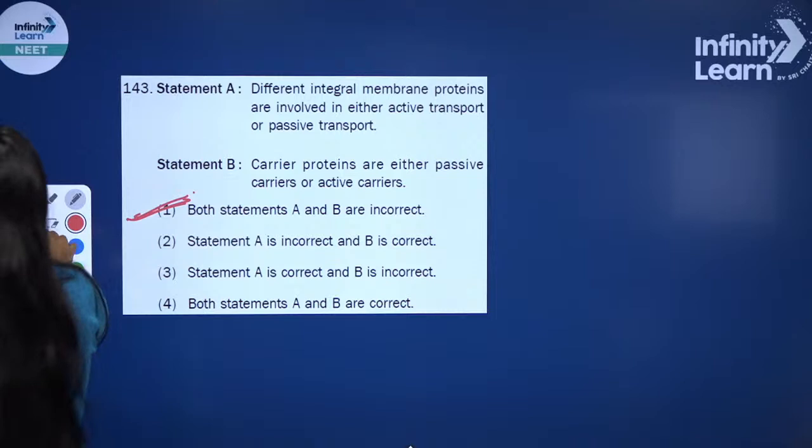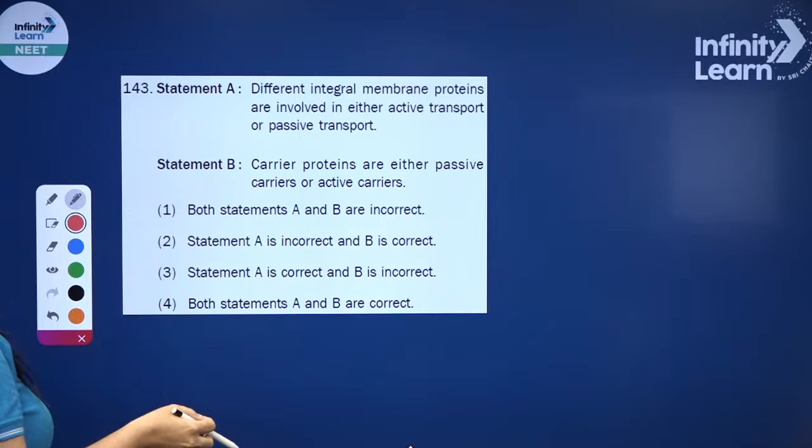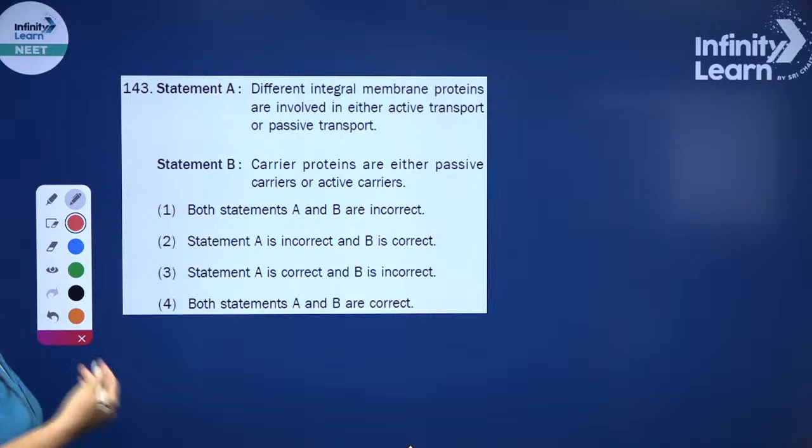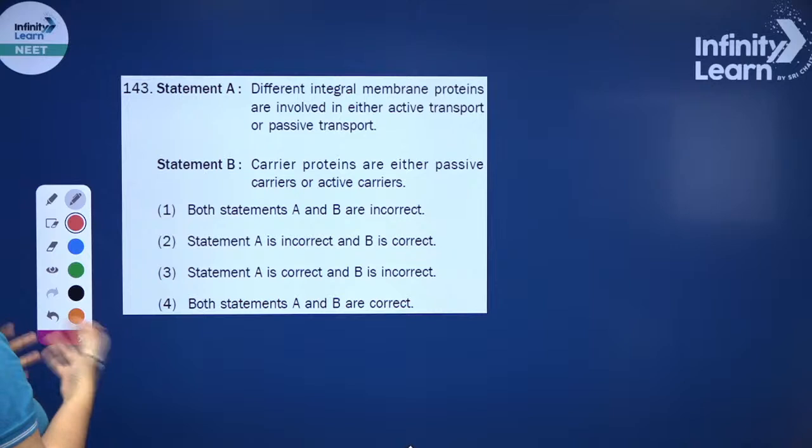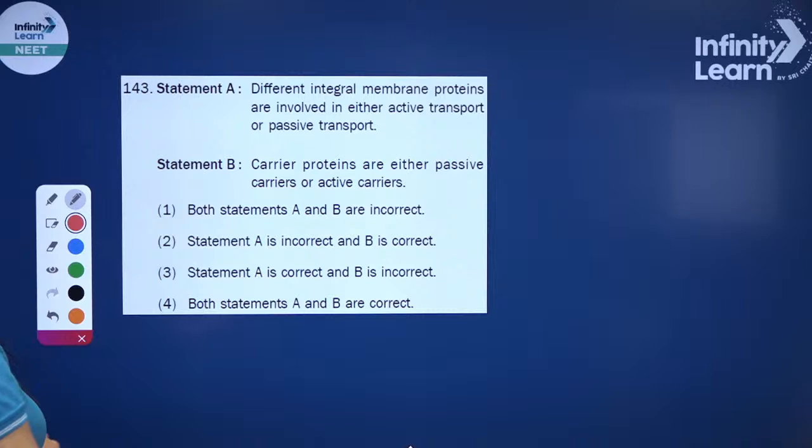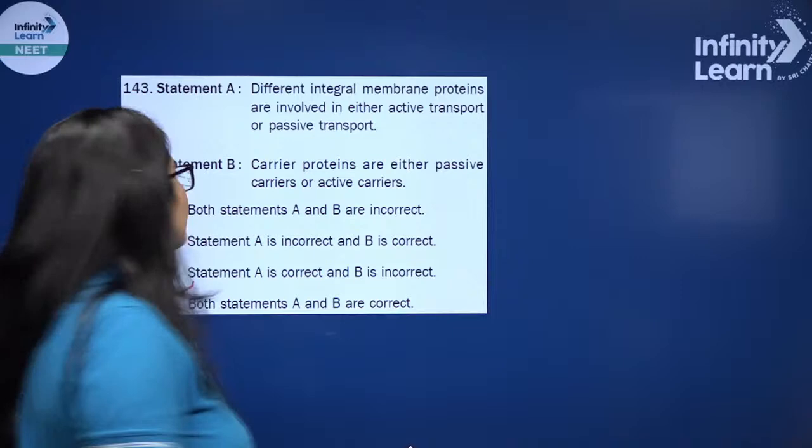Different integral membrane proteins are involved in either active or passive transport. Yes, integral membrane proteins, you need them for active transport, and for passive transport in facilitated diffusion. Carrier proteins are either passive carriers or active carriers. If they are participating in facilitated diffusion, they are passive carriers. If they are participating in active transport, they are active carriers. So both the statements are correct here. Clear, guys? Next question then.